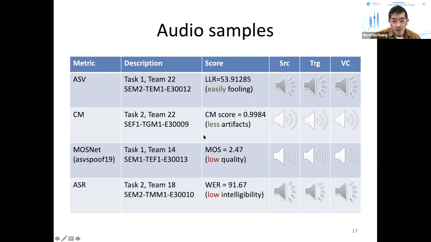Next, the countermeasure. So this is also a pretty good sample, meaning that it has less artifacts compared to other samples. So I'll play the converted samples here only.